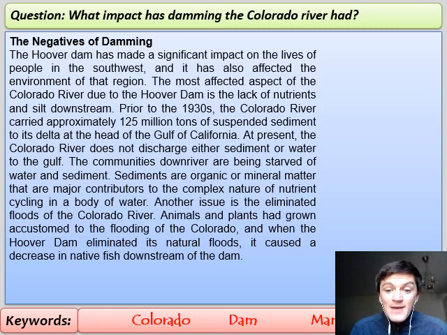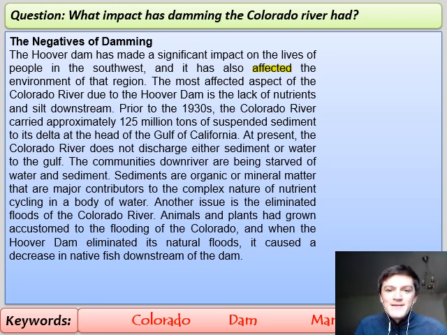As we've seen, dams can be brilliant. They can create jobs. They can create a reliable water source to make sure that you can farm effectively. They can create cheap electricity, but they have negatives. The Hoover Dam has made a significant impact on the lives of the people in the southwest of America, and it has also affected the environment of that region. So it's changed the environment around the southwest of America.